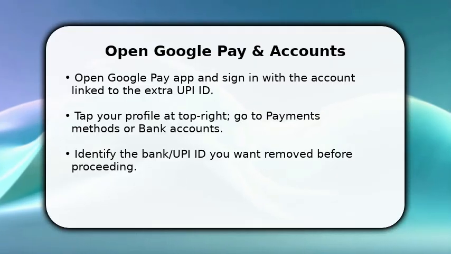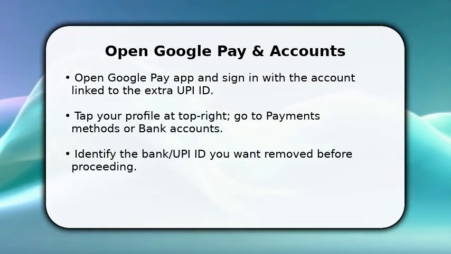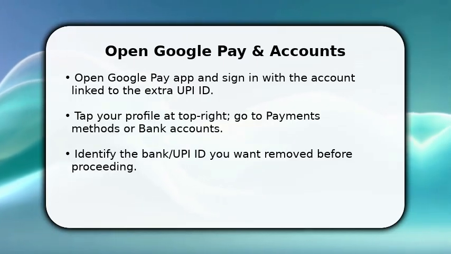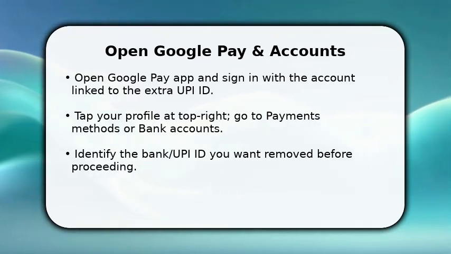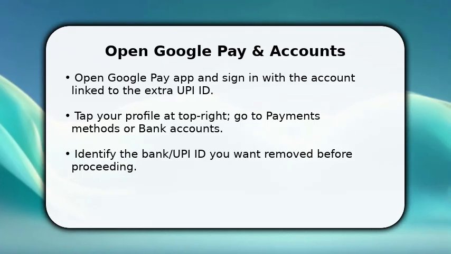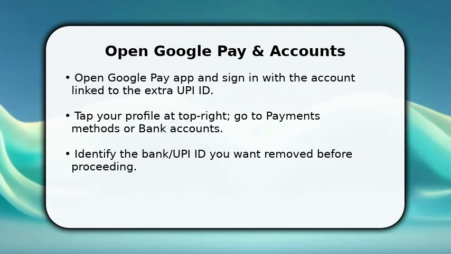You start in the Google Pay app, open it and sign in to the exact account holding the extra UPI ID. Tap your profile icon at the top right, then choose Payment Methods or Bank Accounts so you see linked VPA entries. This matters because Google Pay shows UPI ID per bank link. If you skip verifying which bank holds that VPA, you might remove the wrong one. Once you see the list, note the exact UPI ID and the bank name before moving to removal.